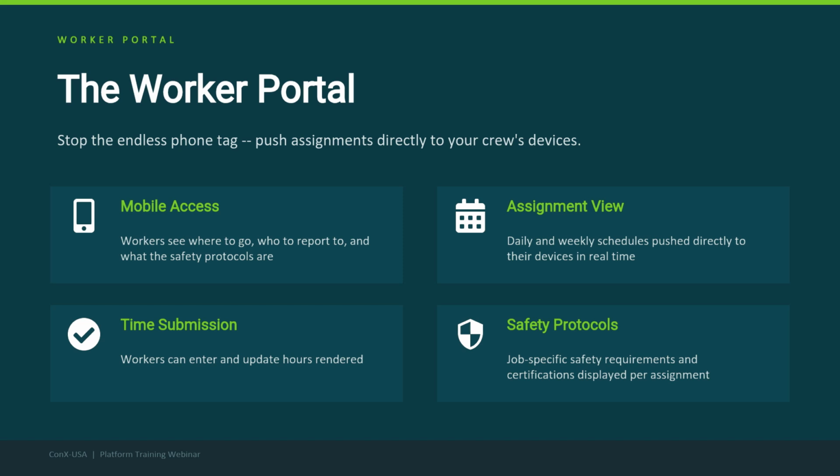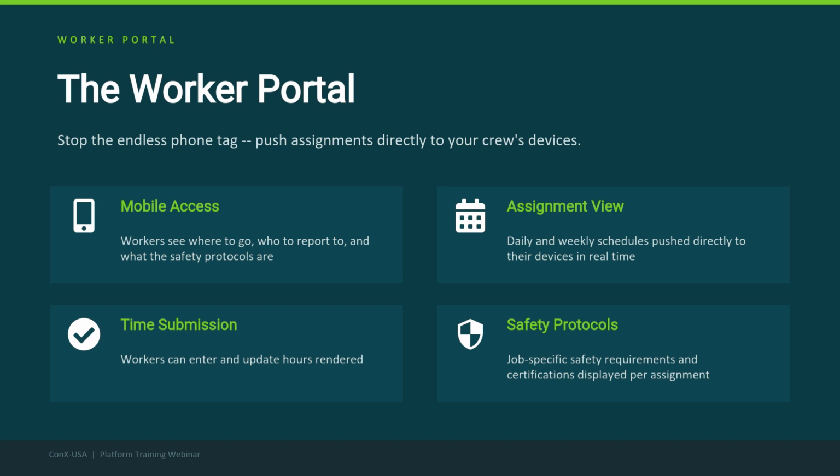The worker portal is one of the most impactful features of ConX. It eliminates the endless phone calls and text messages about assignments. Mobile access means your workers see exactly where to go, who to report to, and what safety protocols apply, right on their phone. Assignment View pushes daily and weekly schedules in real time. No more calling workers the night before to tell them where to show up.